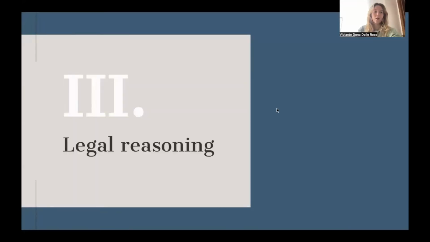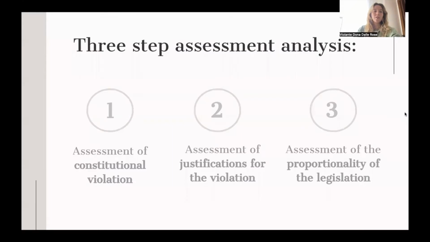Okay, so now Oscar and I will explain the legal reasoning of the court, which will follow a 3-step assessment analysis. So first, the assessment of a possible constitutional violation, and second, an analysis of the justification for any violation, and third, the assessment of the proportionality of the legislation.